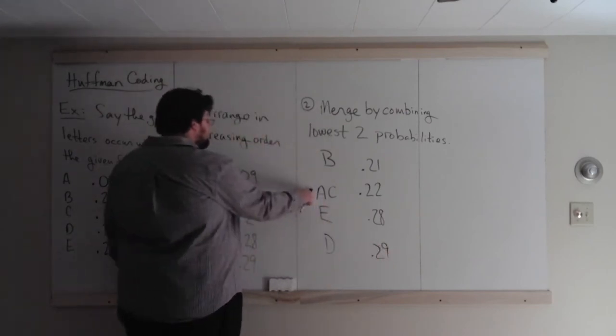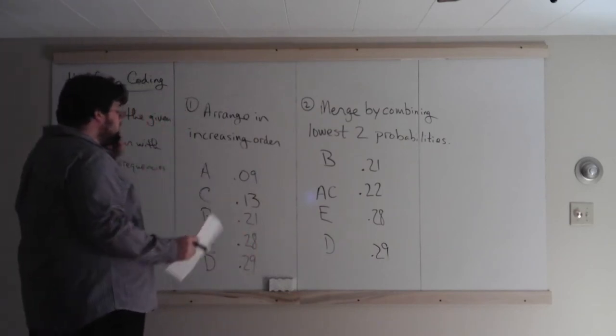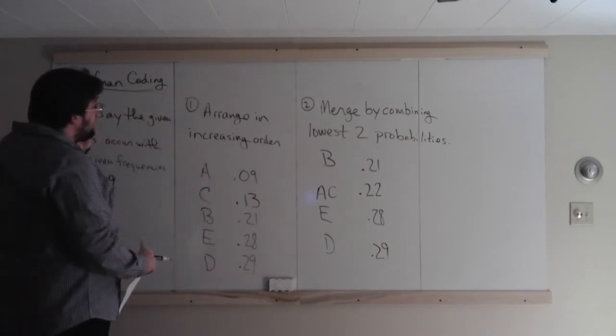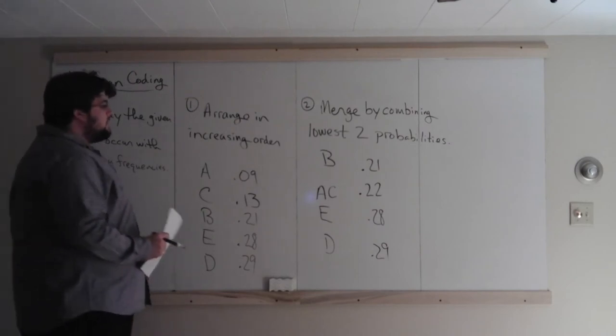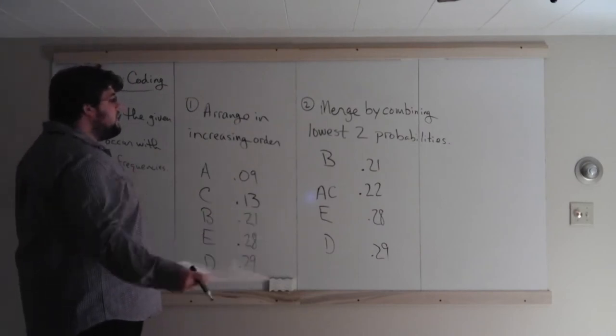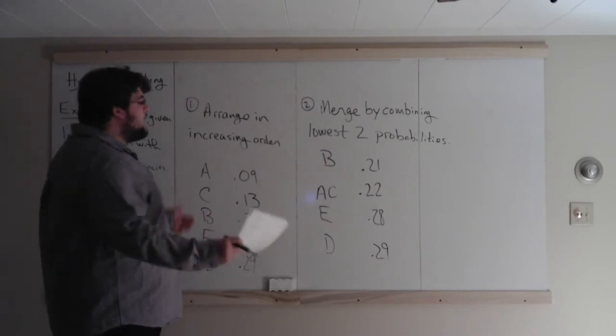I like this example because my initials, well, if you ignore my middle name, which starts with a K, my initials are AC. So we've combined the lowest two. Now we're going to keep doing that until everything is combined.